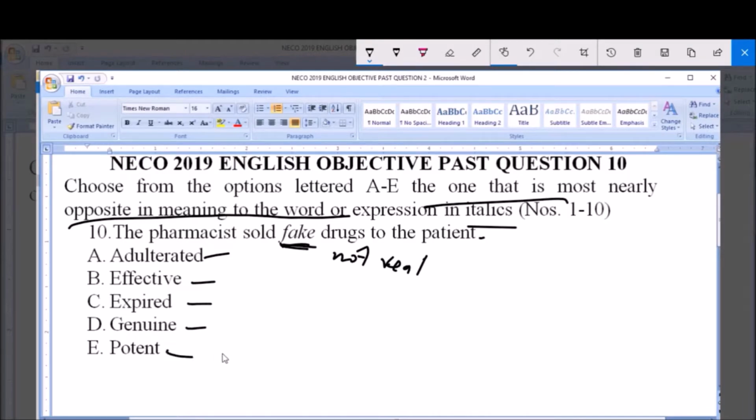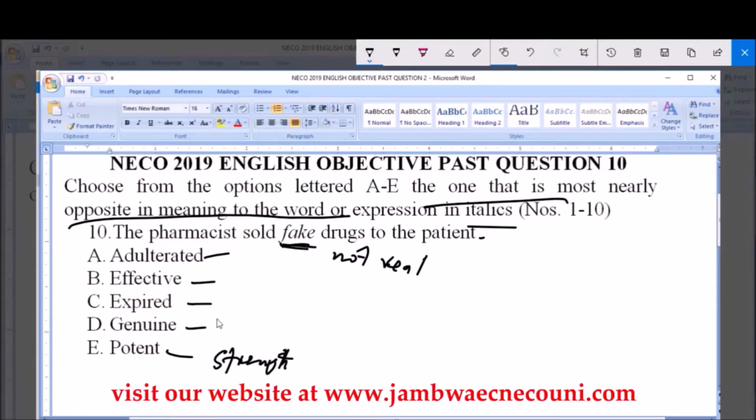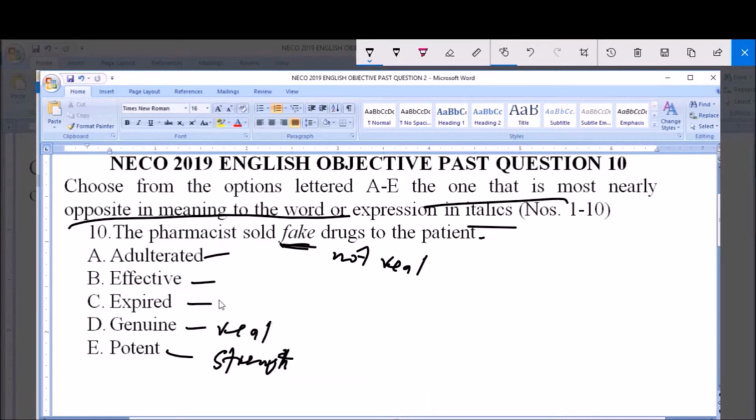When we talk of potent, something that is potent has strength. Genuine means something that is real. When we talk of expired, that is outdated. Something that expires is outdated. Then when we talk of effective, we mean something that is strong. Something that is outdated means something that is impure, or something that is fake.